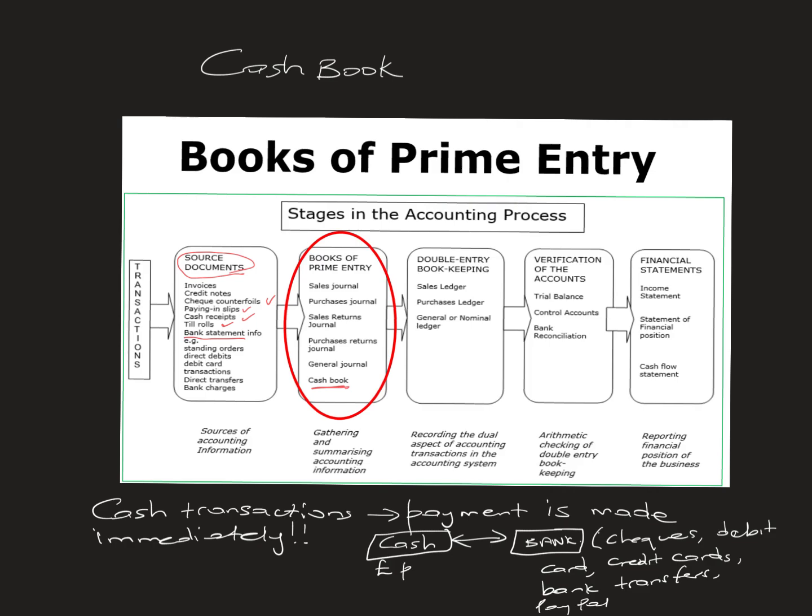So the cash book is one of those books of prime entry which will host all of your cash transactions. So for example, if you had a credit transaction where payment is made at a later date, then the source documents will involve invoices and credit notes. All the other methods listed here will involve the cash book. So these are source documents which we will use for making entries in the cash book.